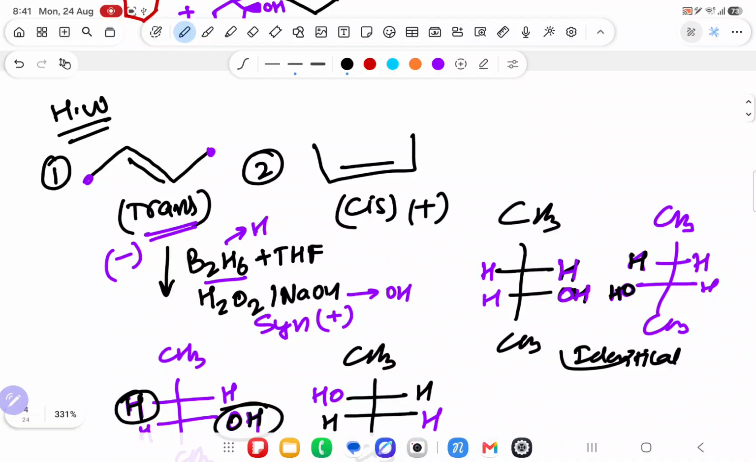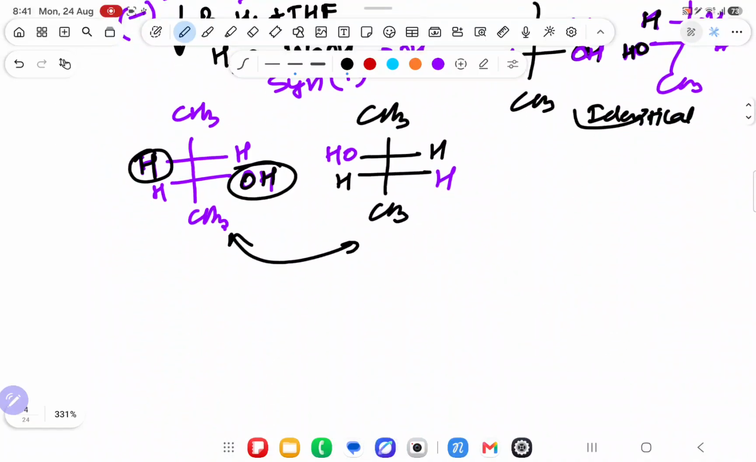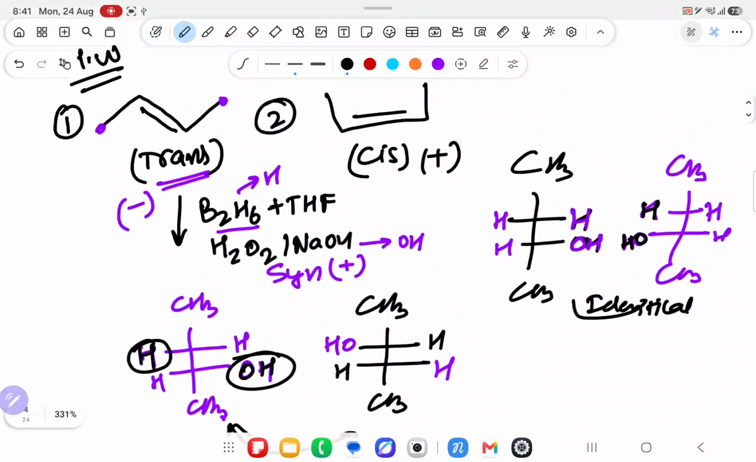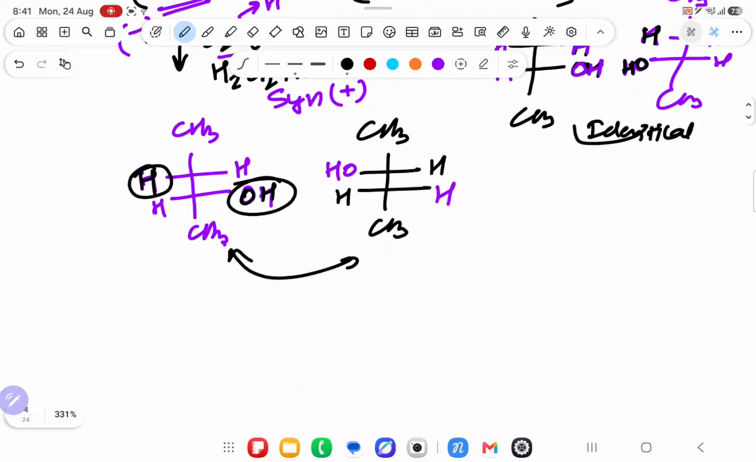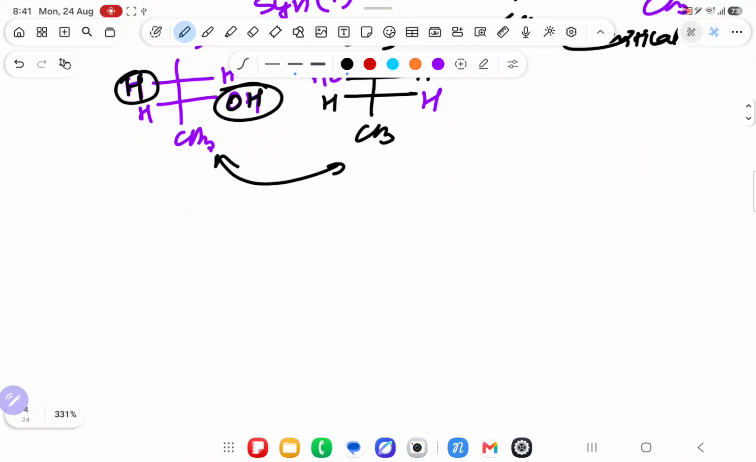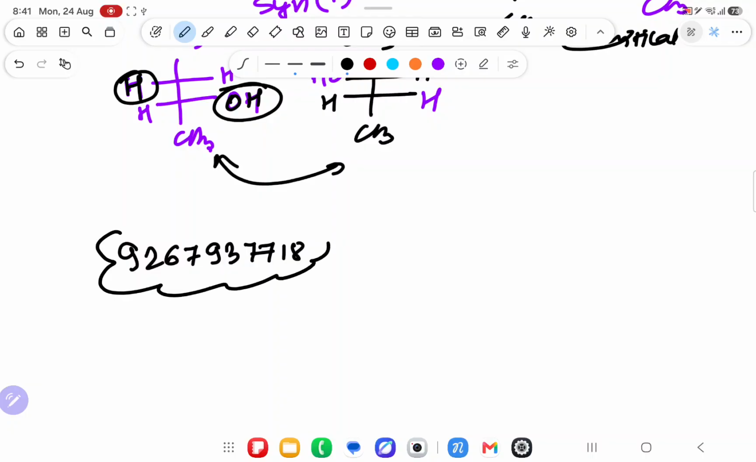So now I hope you have understood the preparation of alcohol from hydrocarbon. Again I am saying, if you find any difficulty, 9267937718 is my WhatsApp number. You can call, you can message me over here and ask me any question if you are not able to solve it. Understood, sir? Sir, we understood it.